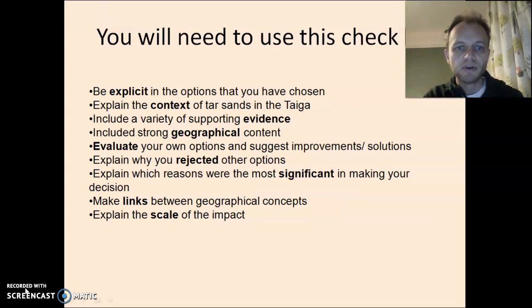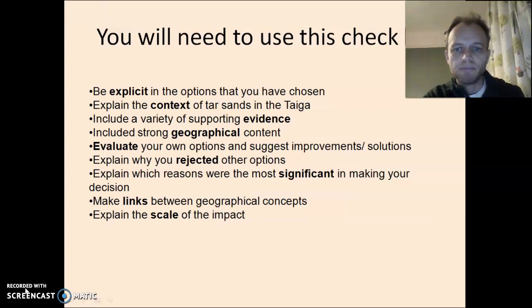Include strong geographical content, so make links. For example, don't just say there's pollution. What kind of pollution, or what are the global impacts, or talk about climate change in detail. Make sure it's strong geographical content. We want you to evaluate your own options, which is what lots of people did, but then suggest improvements or solutions to what the issues are. That's the bit some people had issues with on the previous one. Explain why you rejected the other options. Many people were doing that well, so well done for that.